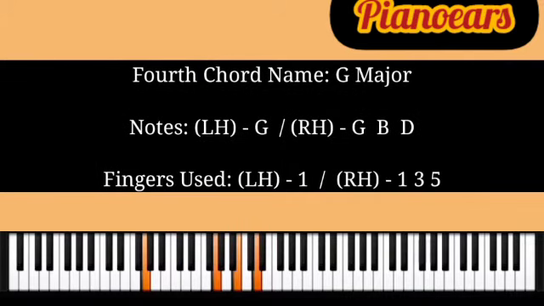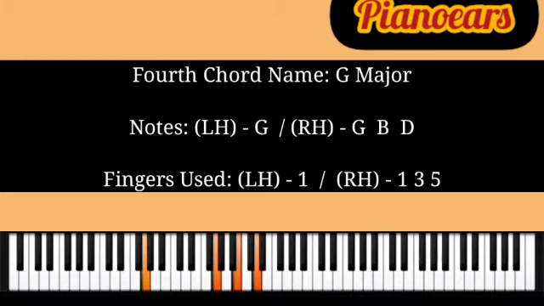On the right hand, this is a G major chord, a G major triad. The thumb plays G, the third finger on the right hand plays B, and the smallest finger, finger 5, plays D. So we have G, B, D on the right hand. On the left hand, the thumb just plays the lower G. When you combine both, you have this.